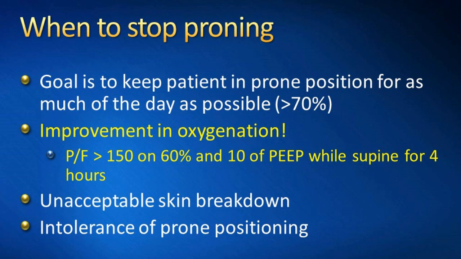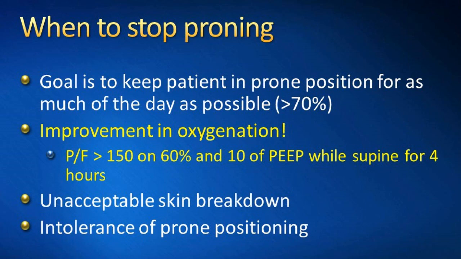And then when you get improvements in oxygenation, that's when you really can stop proning. When your PF ratio is greater than 150 on 60% FiO2 and 10 of PEEP while supine for 4 hours. And this is where we keep getting questions. If they're not tolerating these vent settings while supine, there's no point in keeping them there for 4 hours. Just reflip them.